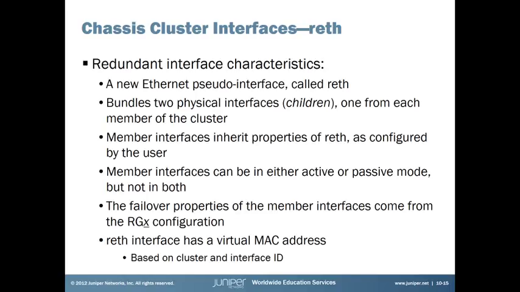So here's the thing. You don't configure the physical interfaces, you configure the reth. So if I'm putting an IP address onto an interface, I'm putting it on the reth interface, I'm not putting it on each of the underlying child interfaces. So what does that mean? That means that your configuration doesn't say ge-0/0/1. It actually references a reth interface, so it has a different name. So if we're going to be applying a configuration to a cluster, the interface names in our configuration are different to what they would be if we didn't have a cluster.